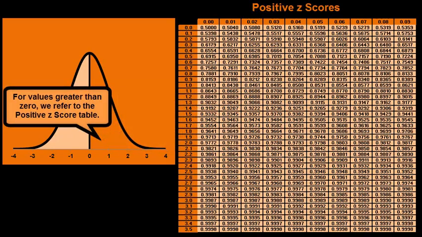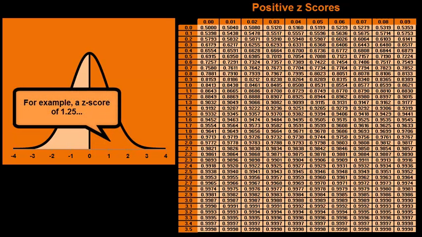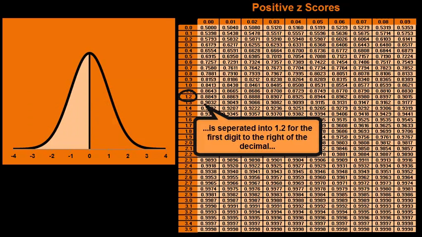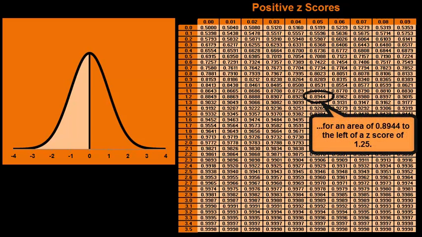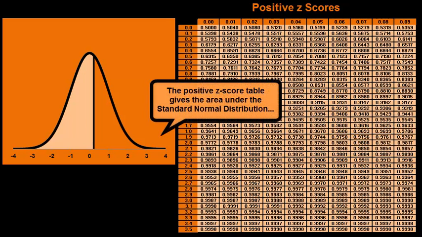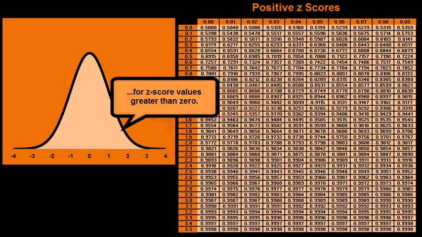For values greater than 0, we refer to the positive z-score table. For example, a z-score of 1.25 is separated into 1.2 for the first digit to the right of the decimal and 0.05 for the second digit to the right of the decimal, for an area of 0.8944 to the left of a z-score of 1.25. The positive z-score table gives the area under the standard normal distribution for z-score values greater than 0.